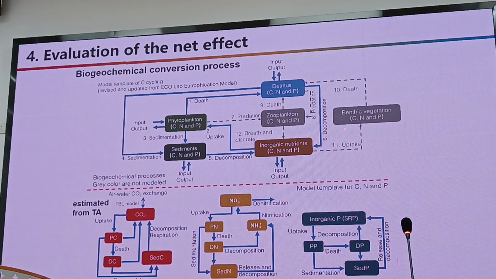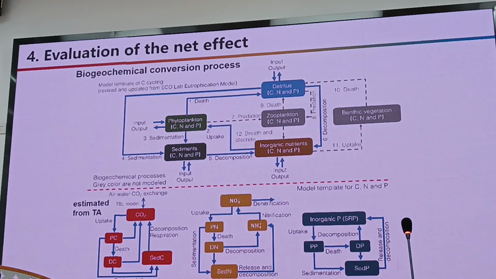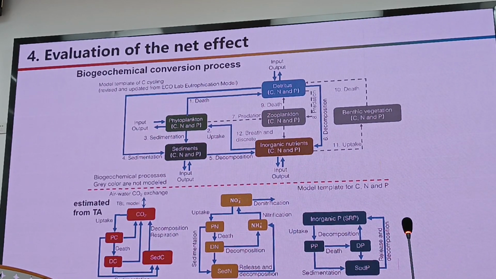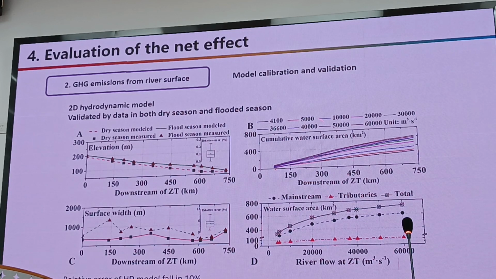We neglect, or we assume, that benthic vegetation is not important. You don't see any benthic vegetation there. And also the zooplankton is not considered. So the gray one is not considered. But we consider detritus, phytoplankton, sediments, and inorganic nutrients. And this is the whole biogeochemical conversion processes, and we divide it into carbon, nitrogen, and phosphorus, three elements. And also here are some calibrations.